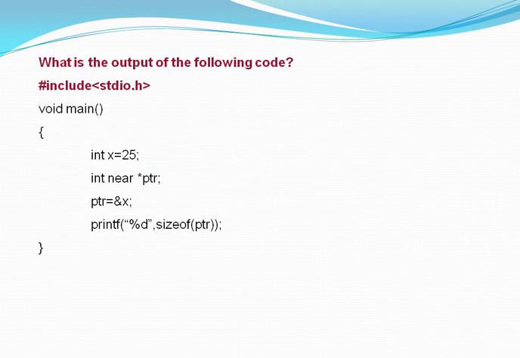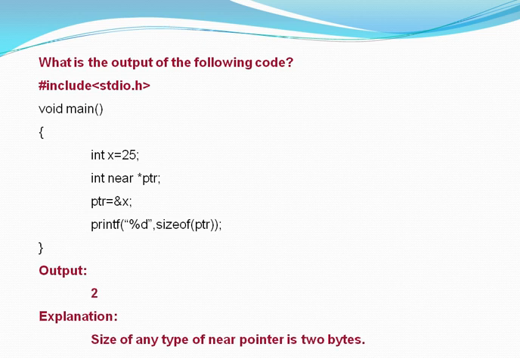So what is the output of the following code? We have declared one variable int x equals 25. Now we have declared one variable as a near pointer type. So ptr is equals to address of x. Now we want to print the size of ptr. Any type of near pointer has a size of 2 bytes. So what is the size? 2 bytes. The size of any type of near pointer is 2 bytes.